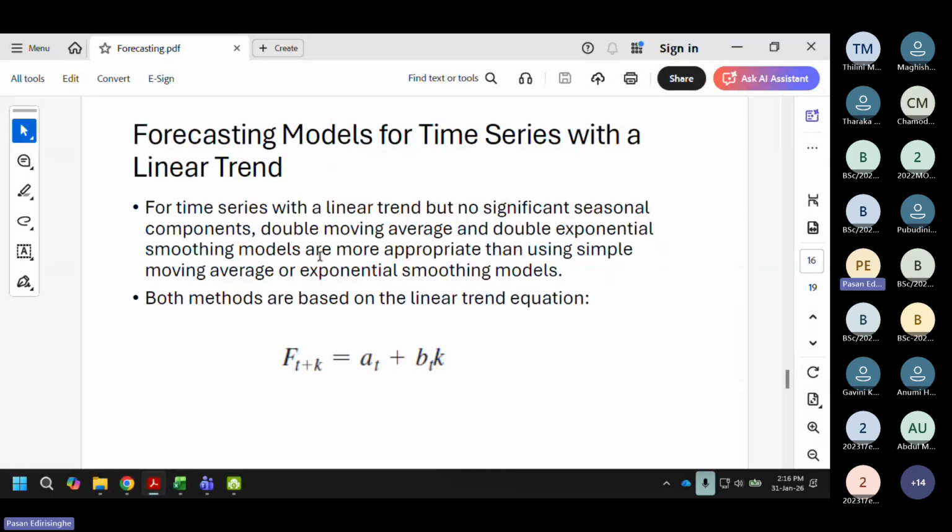And then the other option is that we can use our regression approach as well. So we can have that as a plus b times k, where k is the time representation. Therefore, we can do the forecasting using a linear trend as well. So this is our regression formula.